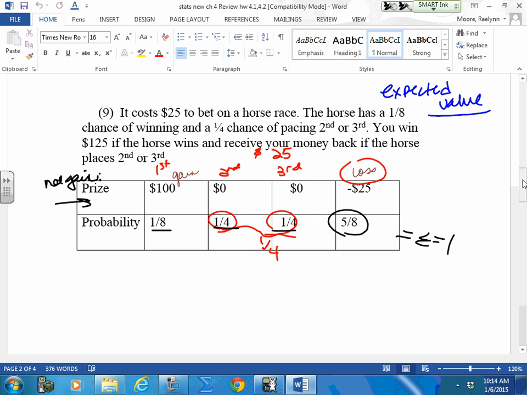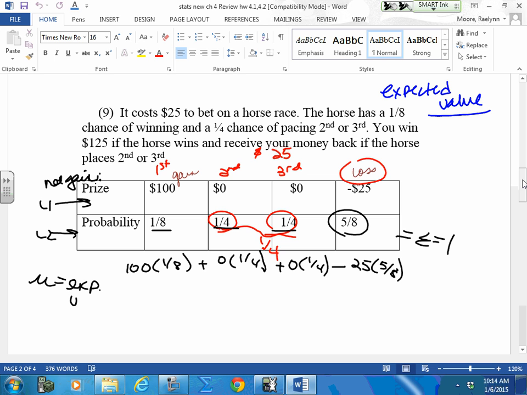So the first step is to lay out your net gain. This is always a hard concept. So we lay out our net gain, we put in our probabilities, and then you can do L1, L2, or you can do this by hand. 100 times 1/8 plus 0 times 1/4, and you don't have to do it twice if you don't want to, minus 25 times 5/8. If you wanted to, you could do L1, L2, because your mean is also your expected value. So it doesn't matter which way you go. If it's only like four entries, it's probably easier just to string them out.